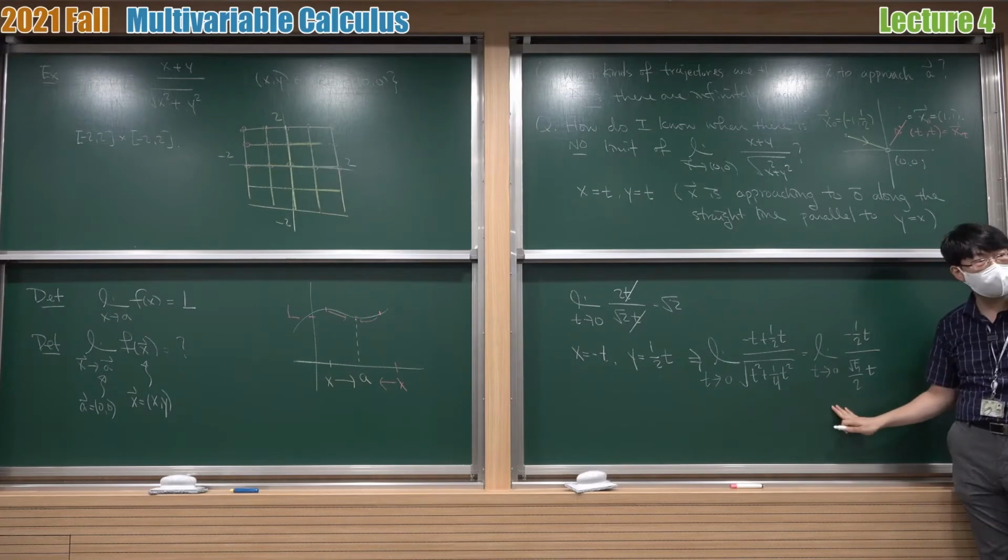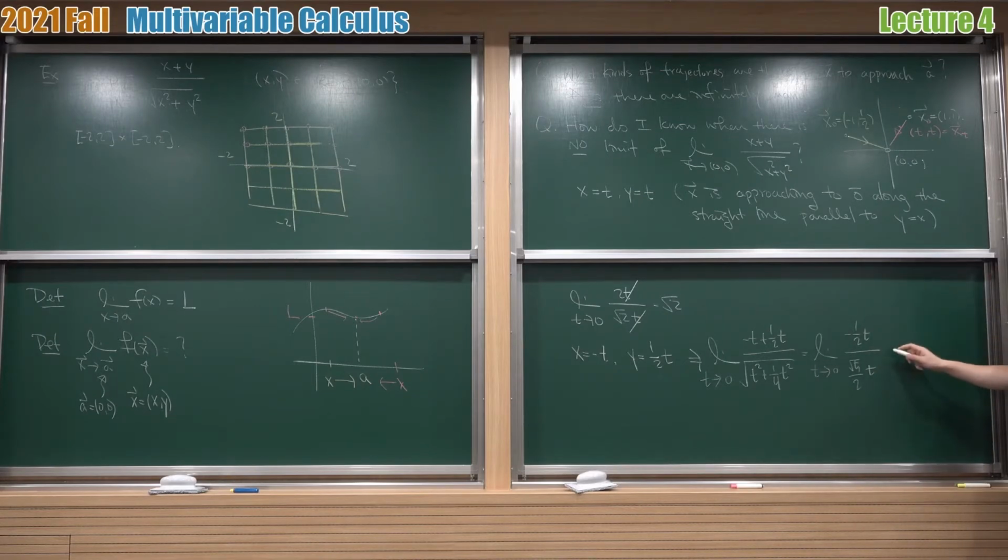Now, t is a positive number, so I don't need an absolute value sign. But before we take the limit, let's cancel out t. So what's the result? Minus 1 over square root of 5. Right? Are they the same? They are different, which means that the value of the function differs by the trajectory along which we approach (0, 0).